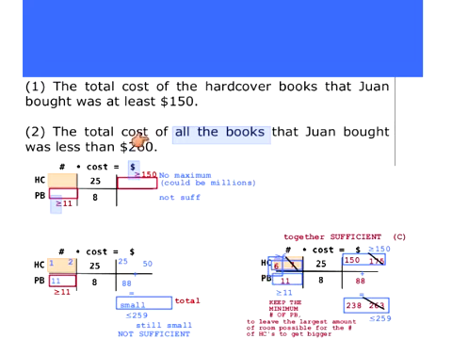Any questions about this problem? If you have questions, please type in the chat box. How do we get that? It's from statement 1. If you look at it, the hardcover books are $25 each. So if this number is at least 150, then you divide it by 25. Okay, if there are any other questions, please go ahead and ask. If not, go ahead and try that one.